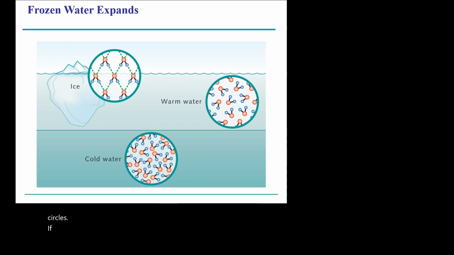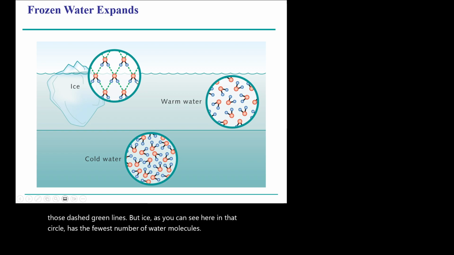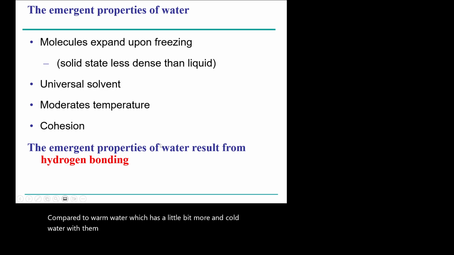If nothing else, just kind of eyeball it. So you could say like one clearly has less, one clearly has the most. So I immediately draw my eye to the ice, probably because it has those dashed green lines. But ice, as you can see here in that circle, has the fewest number of water molecules compared to warm water, which has a little bit more, and cold water with the most.